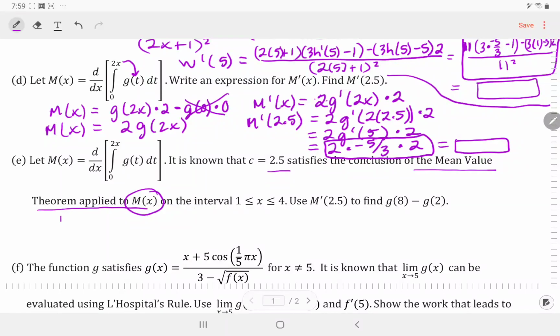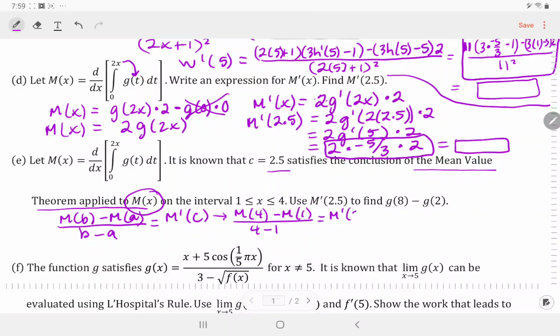So that's going to be algebra. The slope would be M of b minus M of a over b minus a equals M prime of c. That's the mean value theorem. So that would be M of 4 minus M of 1 over 4 minus 1 equals M prime of 2.5, because they said that. Okay, what is M of 4?